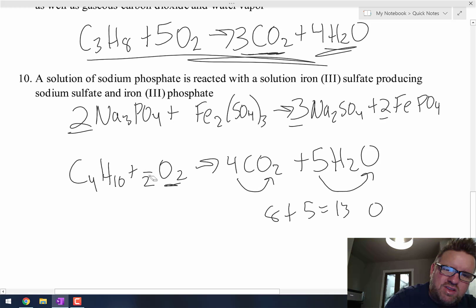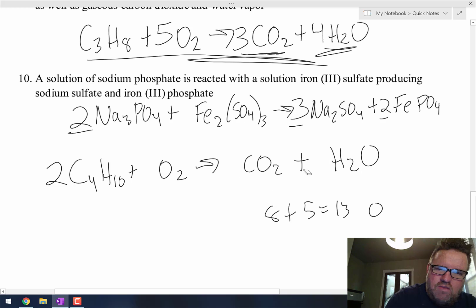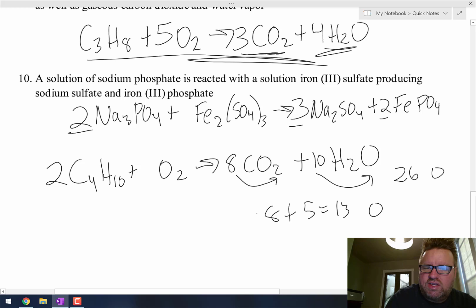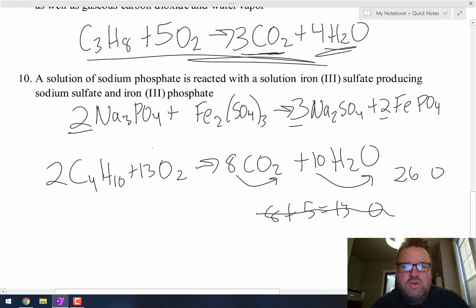The better way to do that, and what I'm going to want you to do, is you start back at the very beginning and you double that initial amount, which means now we have to double this and we have to double this. So now we have 16 plus 10. Now we have 26 oxygens, which means now we can have 13 O2s, and that equation is now balanced.